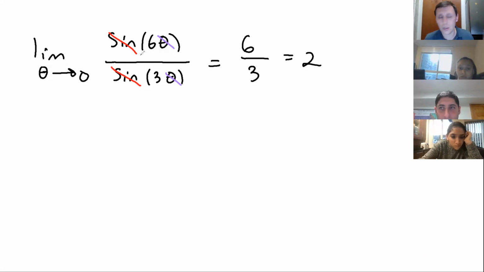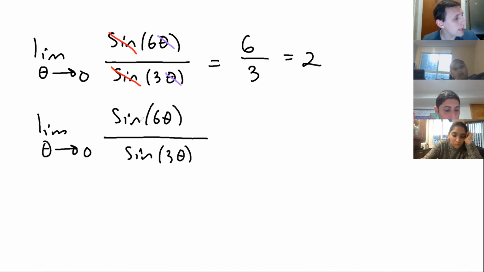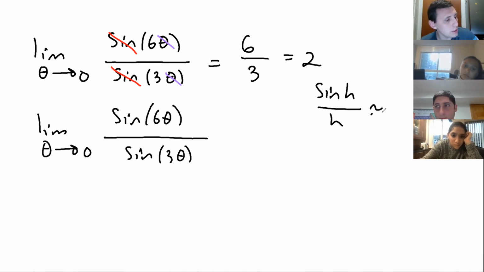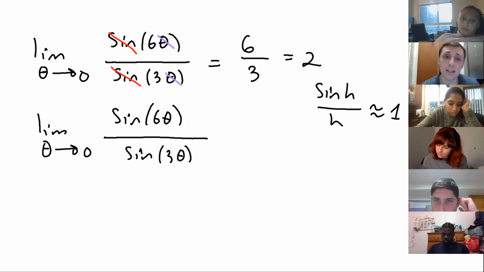You can solve it algebraically, but you can just think about it, right? So let's try to see what's happening. Theta is going to 0. Sine of 6 theta divided by sine of 3 theta. In this limit, when you see sine h divided by h is nearly 1, another way of interpreting this is that sine is not changing the angle. Sine is doing nothing to the input when the input is very close to 0.